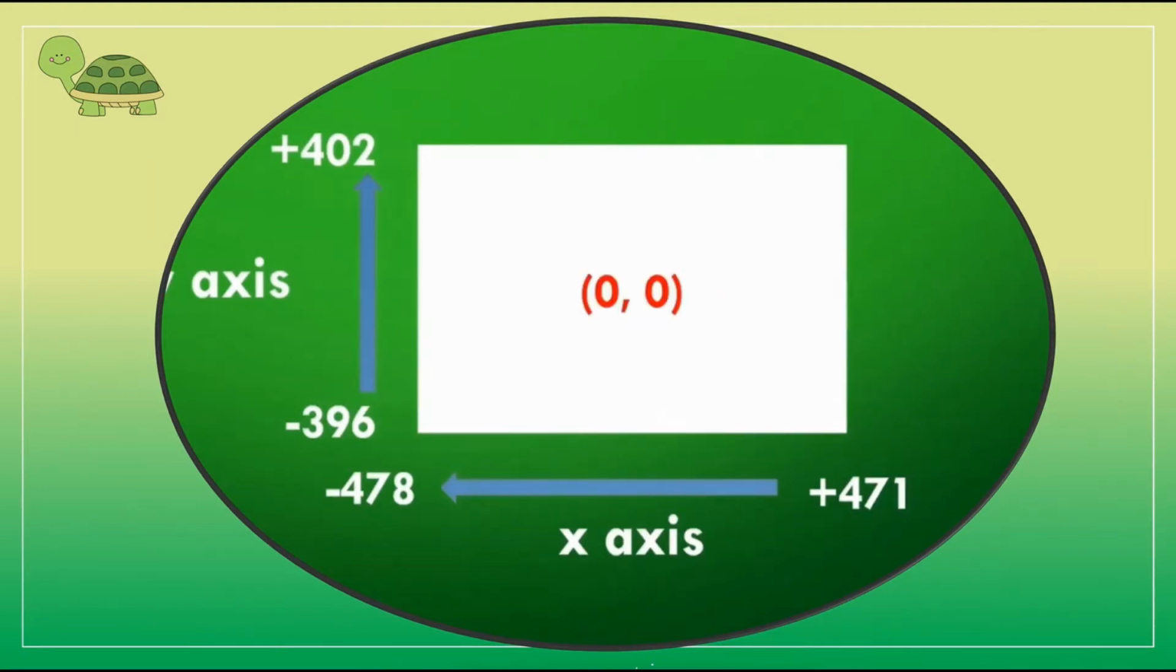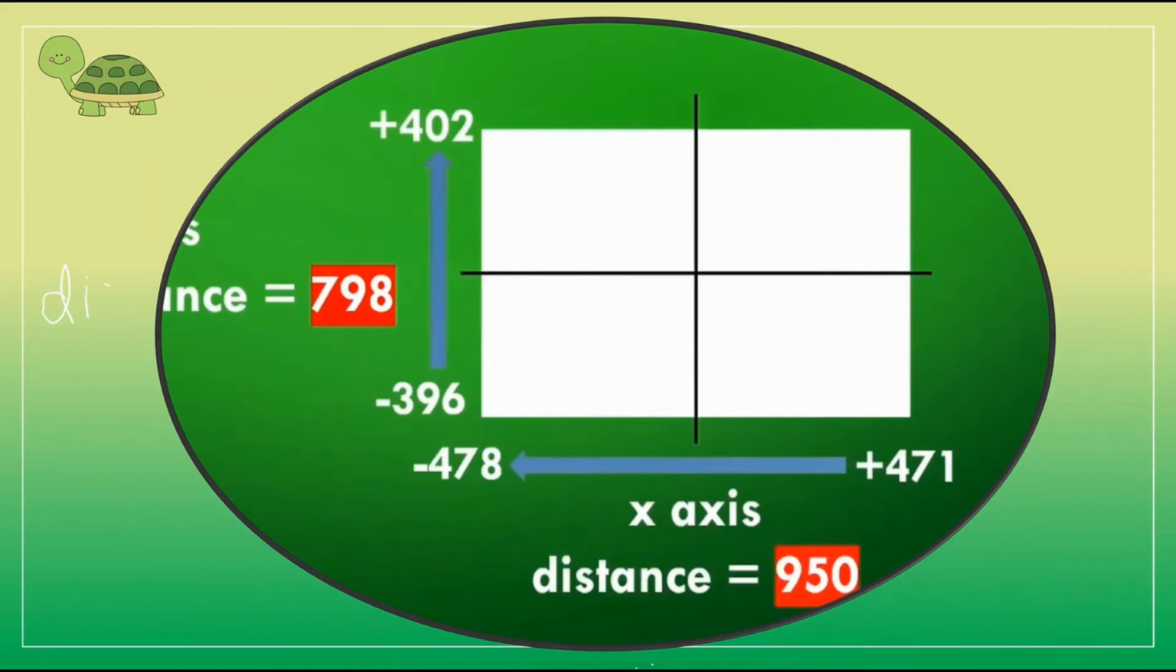But if you look at the number, 0, 0 really is not the center of the screen. The y-axis is actually 798 pixels and the x-axis is 950 pixels. So the actual point of the center of the window is -3, 3. So just remember, whenever we ask the turtle to go home, the default location is not going to be the center of your screen.